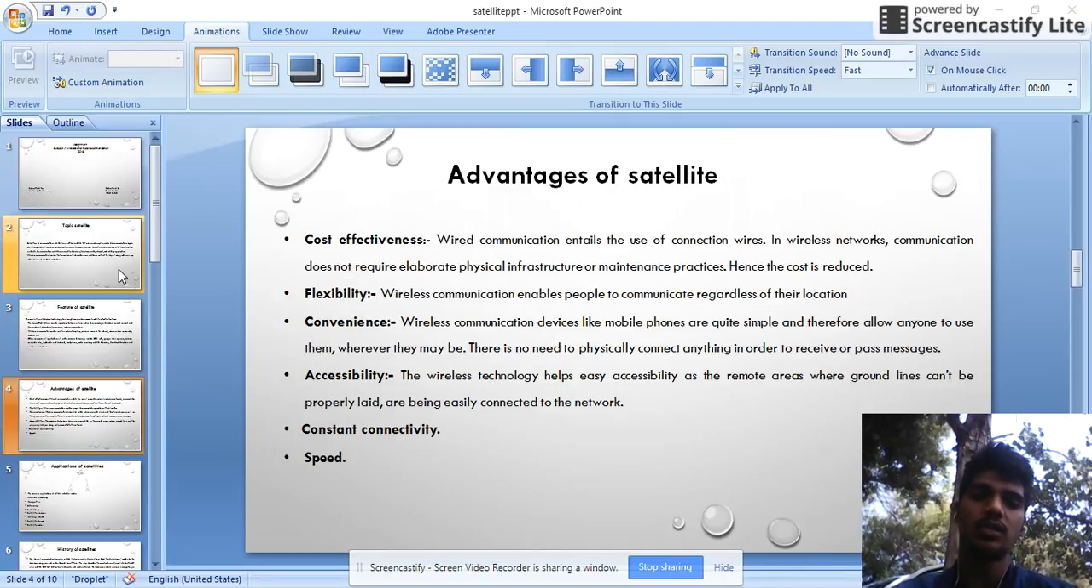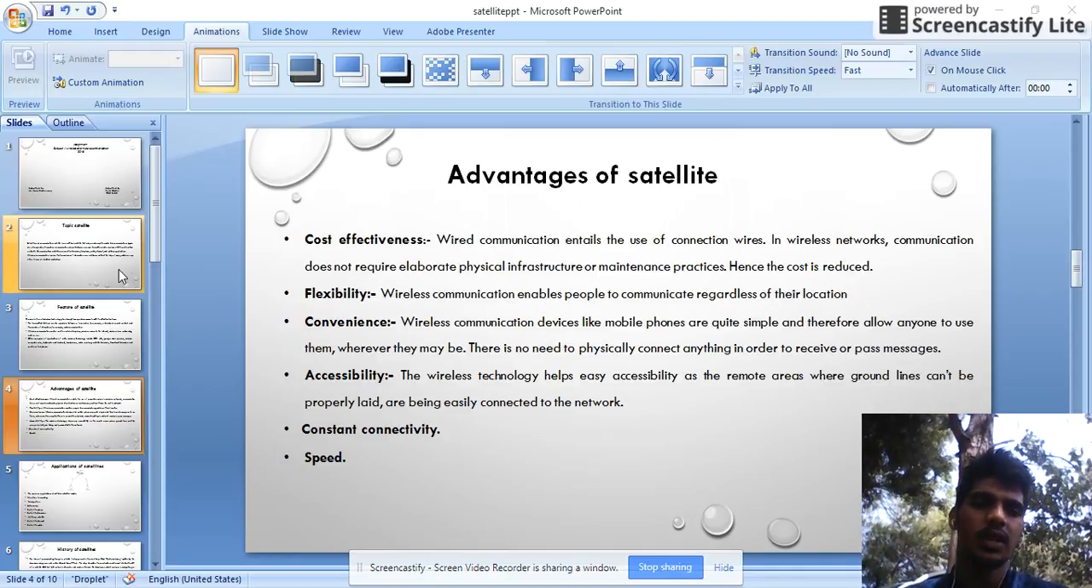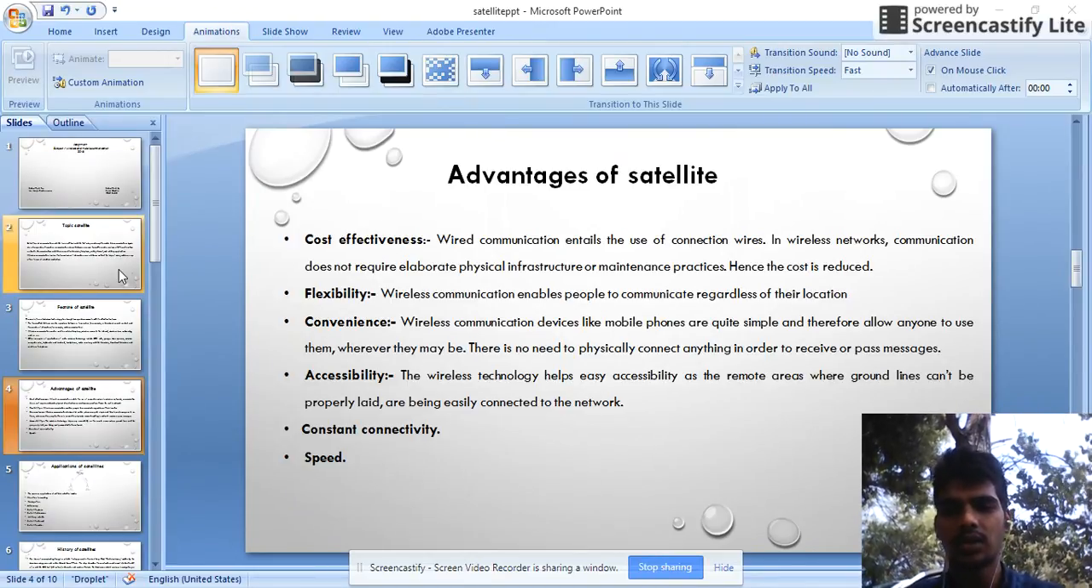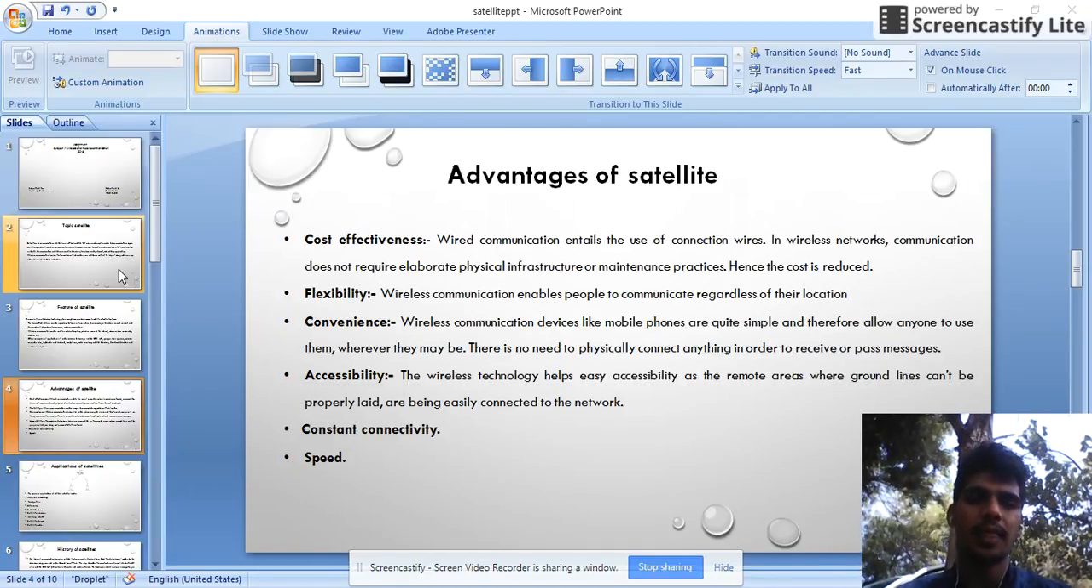Next are the advantages of satellite. There are many advantages. First up is cost effectiveness. Wired communication entails the use of wires in a wired network. With wireless communication, there is no need for physical infrastructure or maintenance, and the cost is reduced. You don't need any physical infrastructure to communicate from one device to another device.